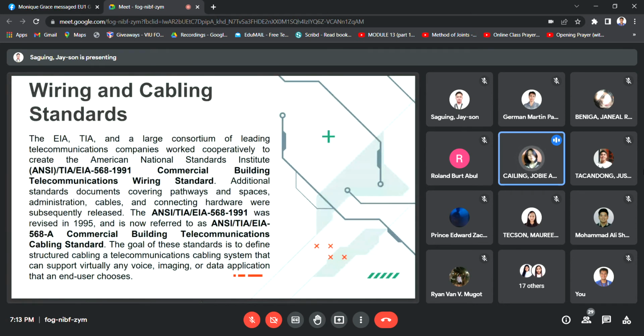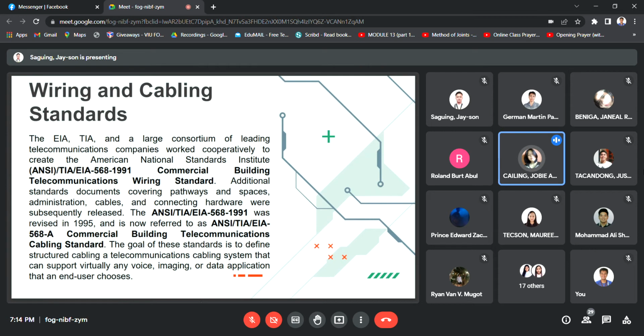So, wiring and cabling standard. The EIA, Electronics Industries Alliance, TIA, Telecommunications Industry Association, and a large consortium of leading telecommunications companies worked cooperatively to create the American National Standards Institute, ANSI/TIA/EIA 568-1991 Commercial Building Telecommunications Wiring Standard. Additional standards documents covering pathways and spaces, administration, cables, and connecting hardware were subsequently released.